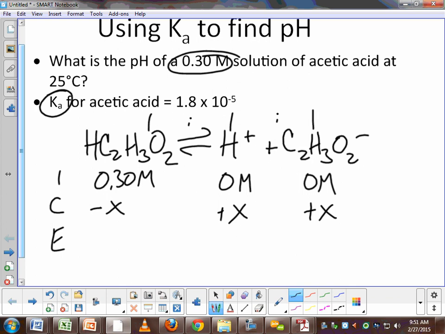Then fill in our equilibrium portion of the ICE chart. So this is going to be 0.3 minus x. This is going to be x, and this is going to be x.